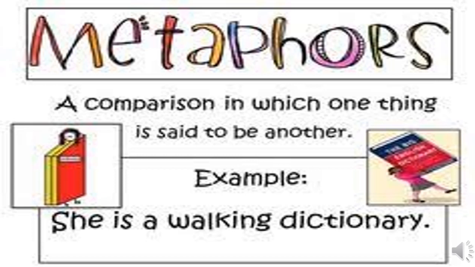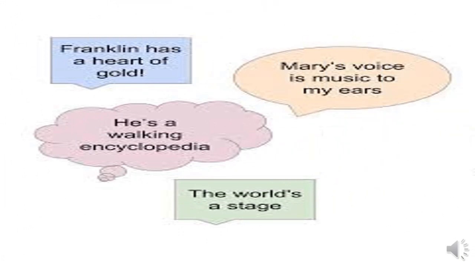Just see the example. She is a walking dictionary. Here we are just comparing two unlikely things without using the words like or as, which means a direct comparison is being made here between she and dictionary. Here it means that she is a very knowledgeable person. Let's move on with some more examples to make your understanding clear.